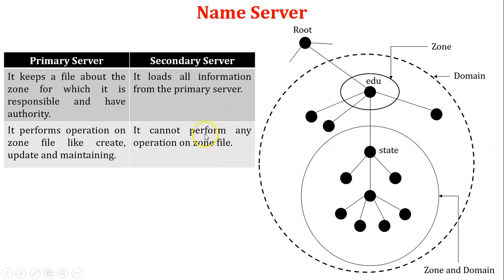Next, the secondary server cannot perform any operation on the zone file because the secondary server has no authority, and whenever the secondary server wants information, at that time it loads all the information from the primary server. So this is the primary server and secondary server inside the DNS name server.